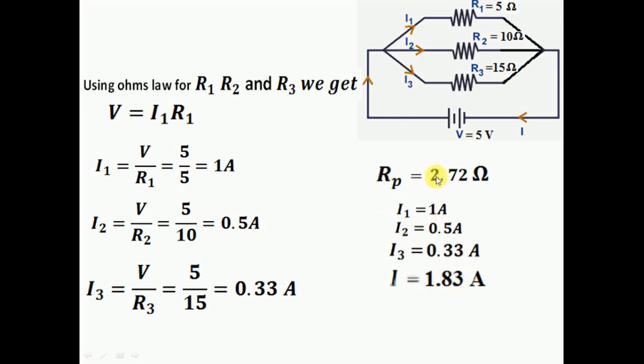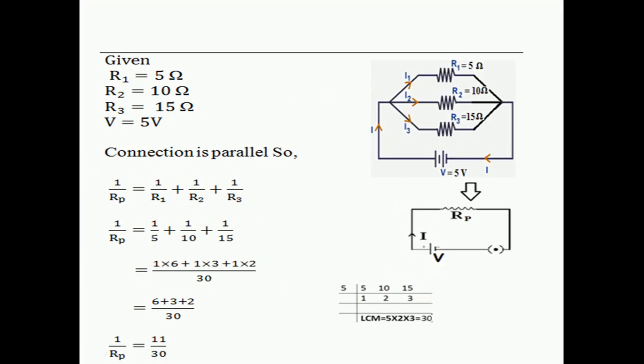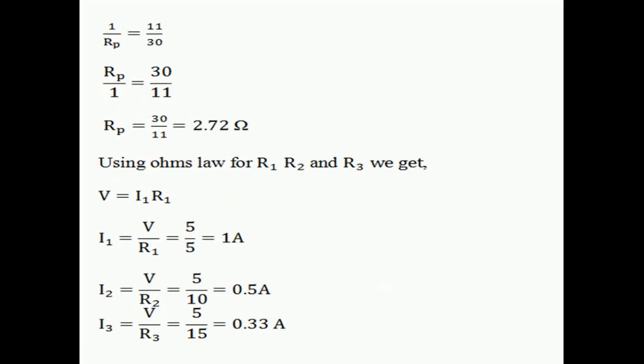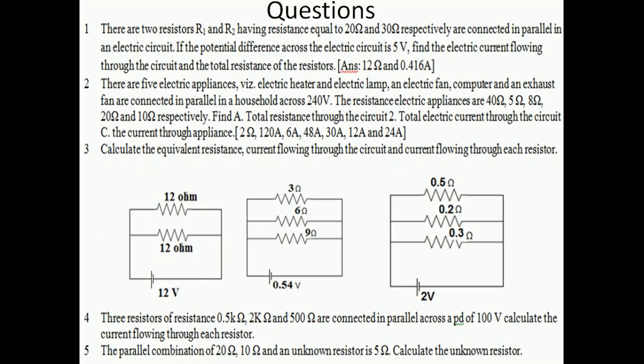So these are all the answers. The equivalent resistance is 2.72 ohm, I1 is 1 ampere, I2 is 0.5, I3 is 0.33, and the total current is 1.83. So we have found everything. This is all the answer in one page. You can pause the video and copy this, and if you don't follow any step, go back and check how I have done. And these are the questions you can try by yourself.